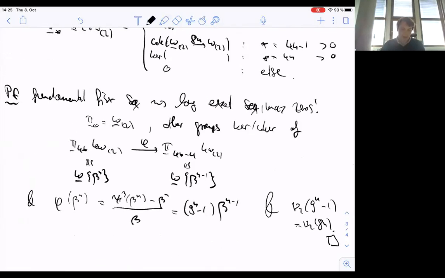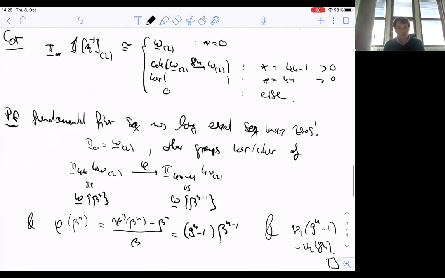Okay, so that's how you get this complete answer. So I should say, how did I get this? This is from the construction of the Adams operation.